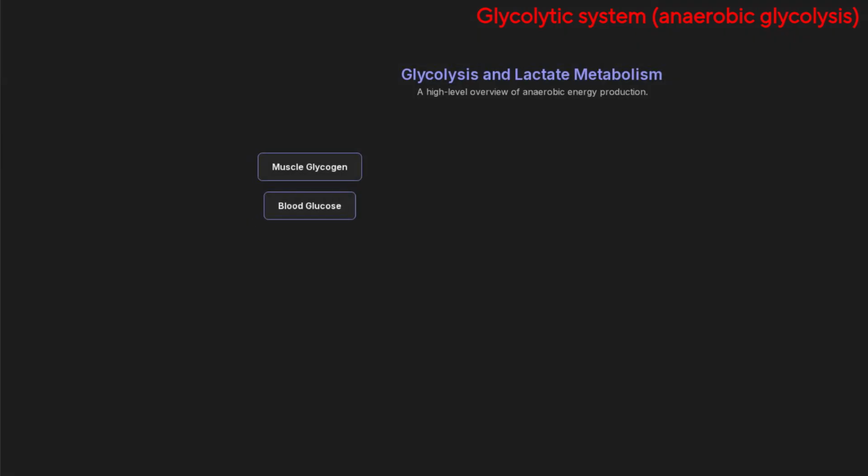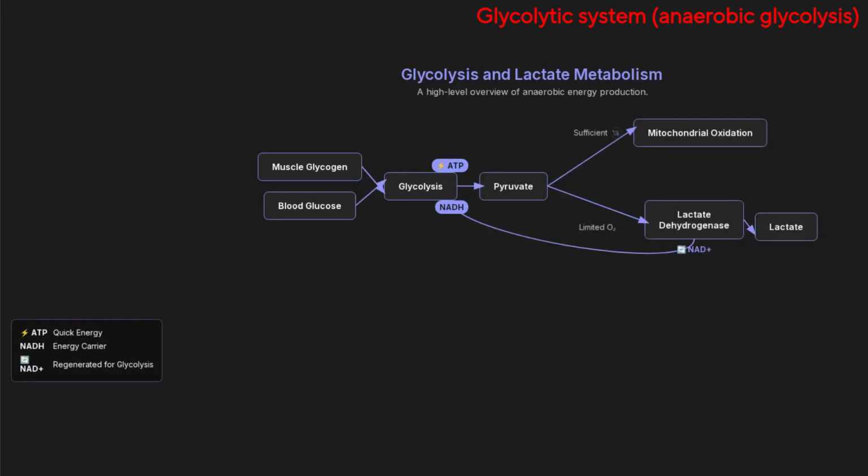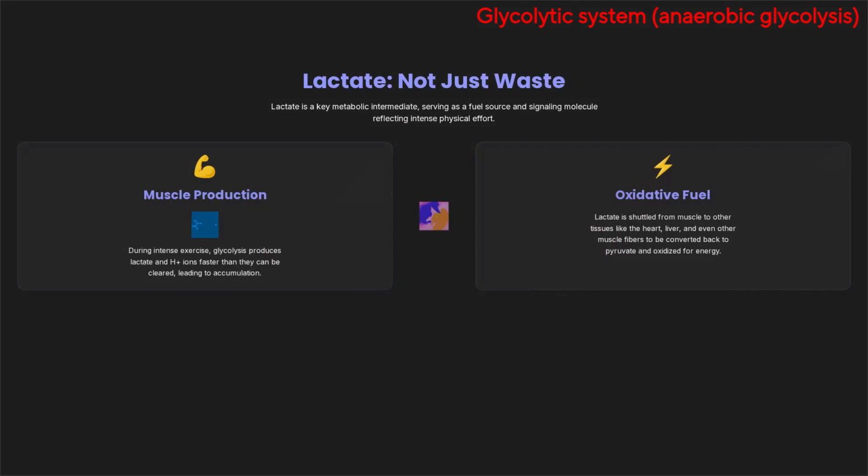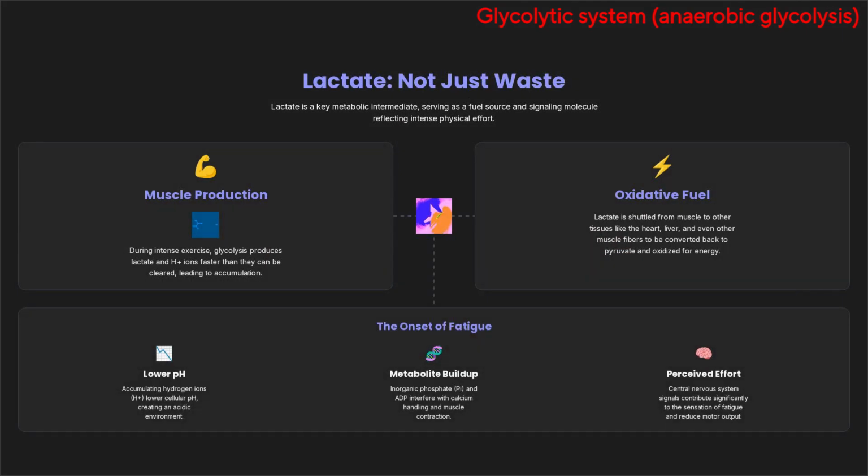Glycolysis breaks down muscle glycogen or blood glucose into pyruvate, making ATP quickly and producing NADH, which is essential for cellular energy production. If pyruvate production exceeds what mitochondria can oxidize or oxygen is limited, pyruvate is turned into lactate by lactate dehydrogenase. This reaction regenerates NAD+, letting glycolysis continue when demand is high. Lactate is a product of this pathway, but it's not just waste.